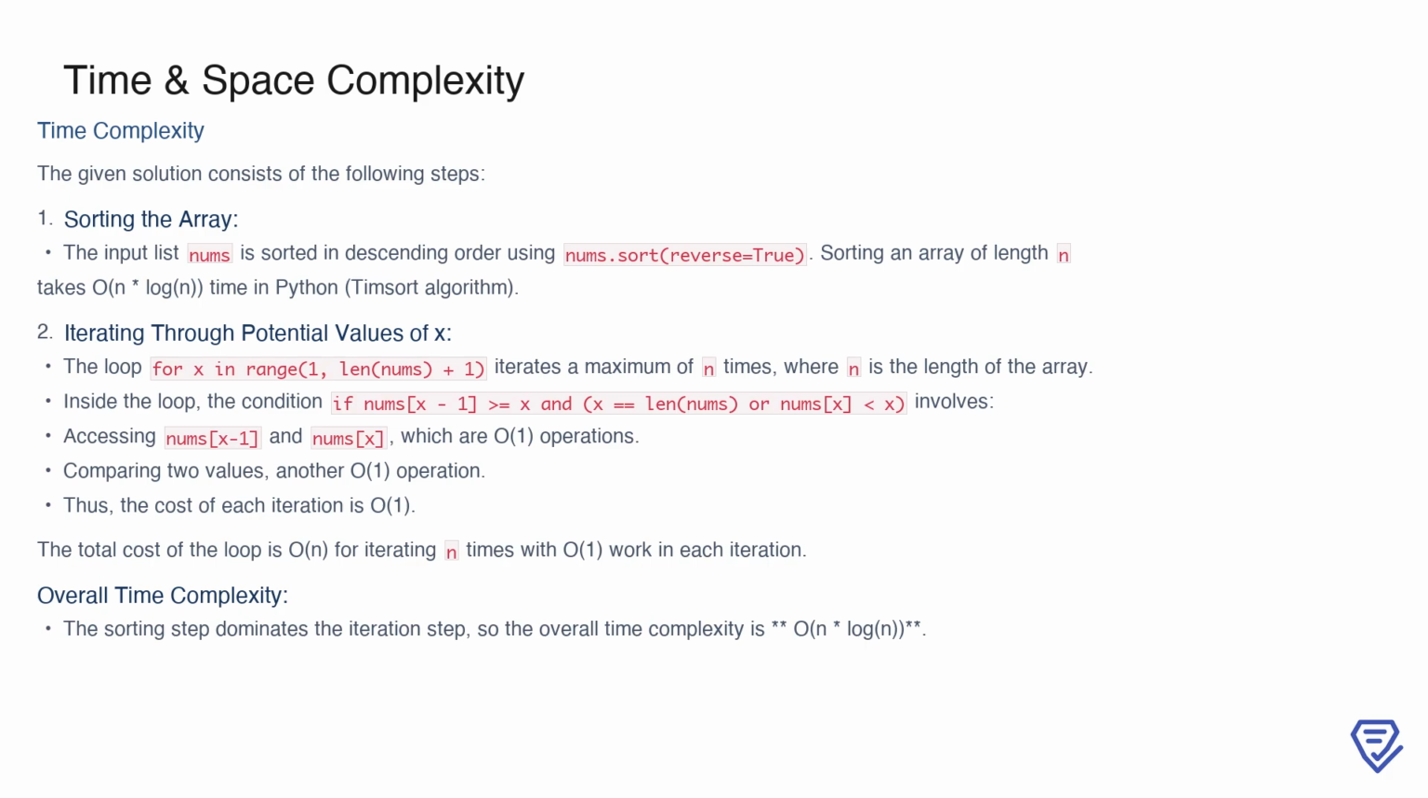Next, we iterate through potential values of x using a loop that runs up to n times. Within this loop, we check a condition that involves accessing specific elements in the array and performing comparisons. These operations are constant time, O(1), for each iteration. Since the loop runs n times, the total time spent in this step is O(n).